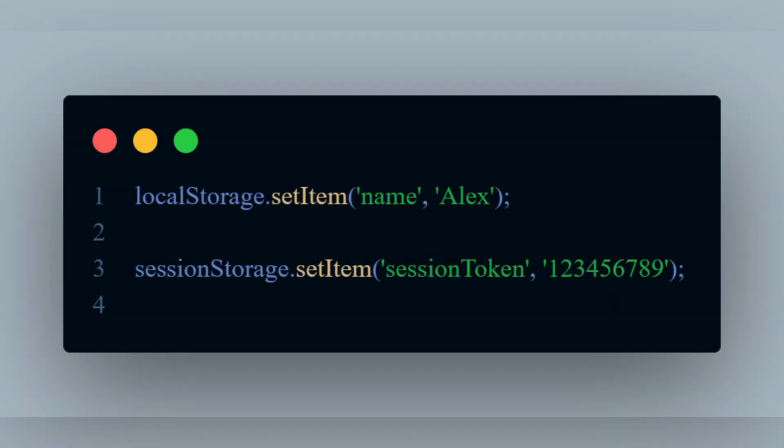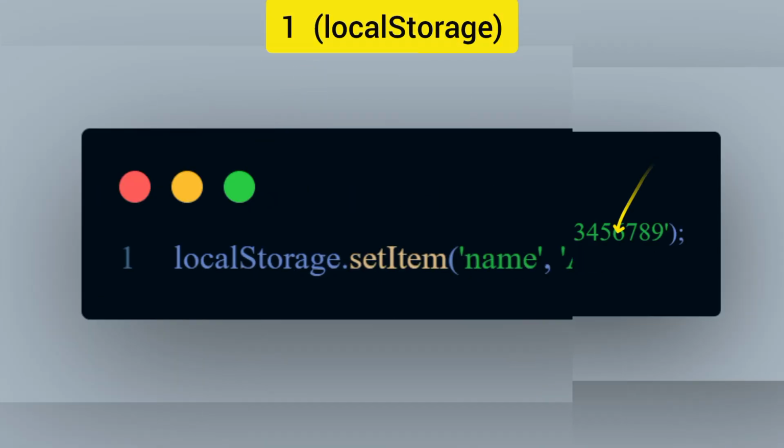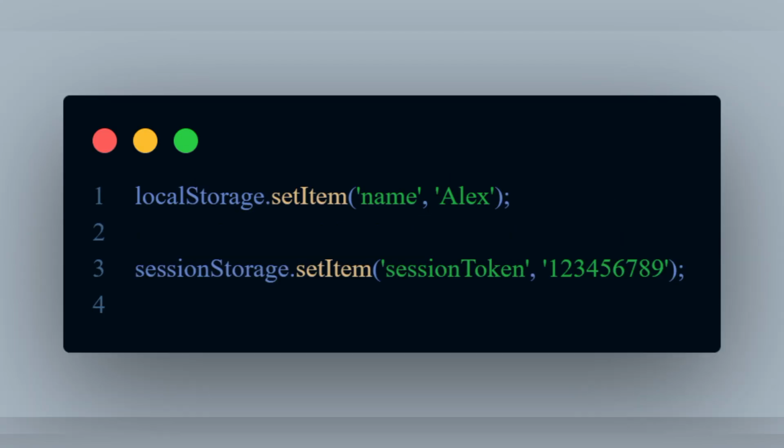This is how you store data in the browser storage system. The first one, local storage, stores a username called Alex. The second one is session storage. It stores a session token, 1234529. They look alike, right? But trust me, there's a huge difference between them. That's why you need to see the difference between them.